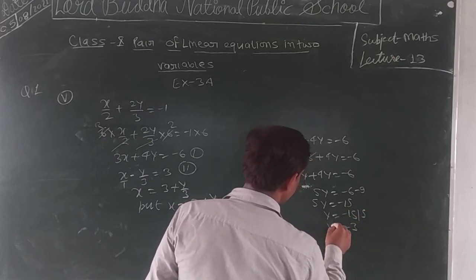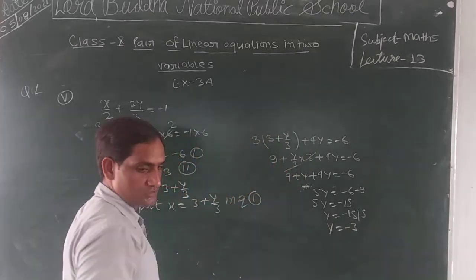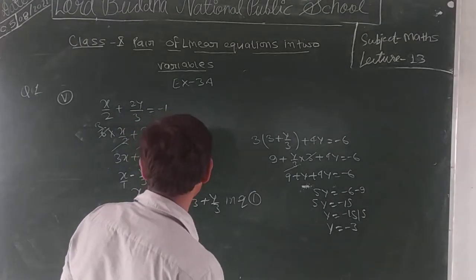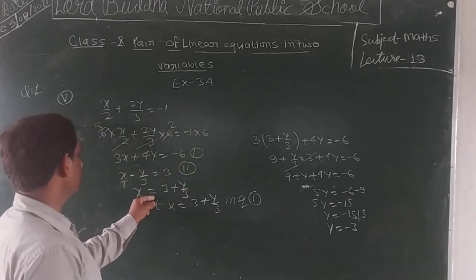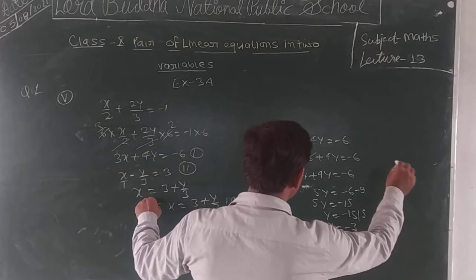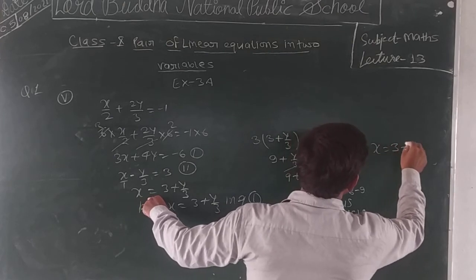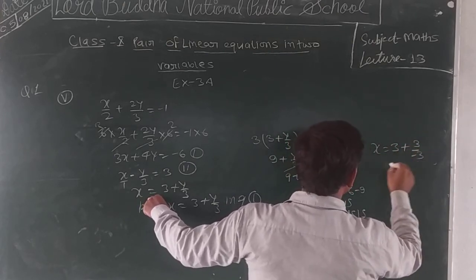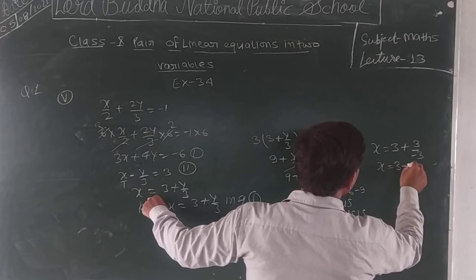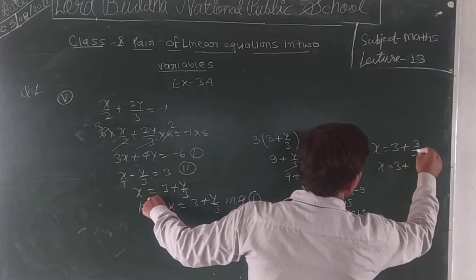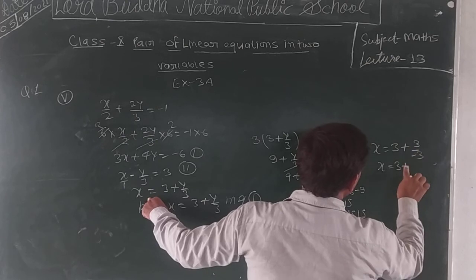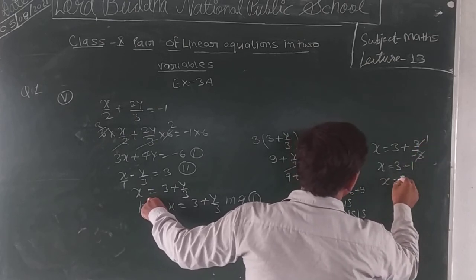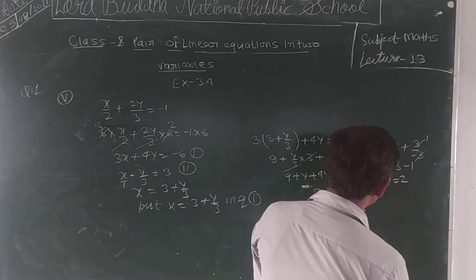Okay? Now, see that. We put y equal to minus 3 in this relation. Here, x equal to (3 plus y) upon 3, so x equal to (3 plus minus 3)... x equal to 3 plus 3 into minus 1 upon 3, 3 minus 1. x equal to 2, which is our answer.